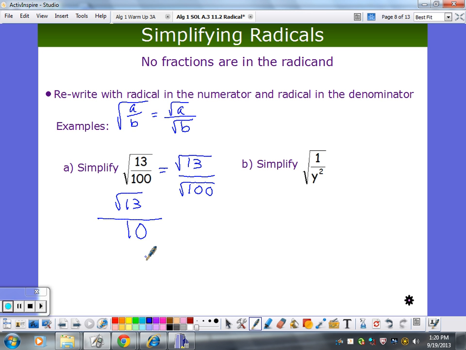So this is fine. I can have this. You have a fraction with a radical. I have a fraction with a radical, but it's not where I've got the fraction inside the radical.